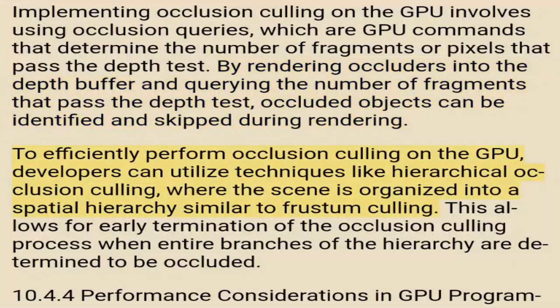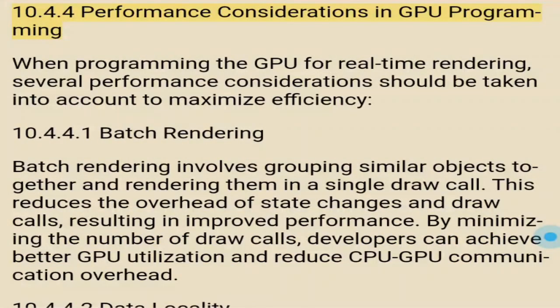To efficiently perform occlusion culling on the GPU, developers can utilize techniques like hierarchical occlusion culling, where the scene is organized into a spatial hierarchy similar to frustum culling. This allows for early termination of the occlusion culling process when entire branches of the hierarchy are determined to be occluded. 10.4.4 Performance considerations in GPU programming. When programming the GPU for real-time rendering, several performance considerations should be taken into account to maximize efficiency.